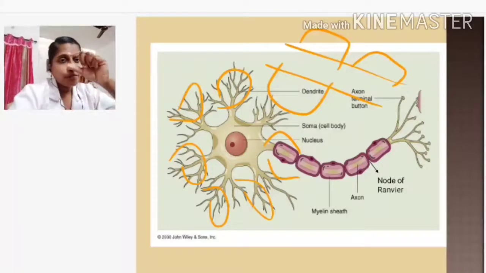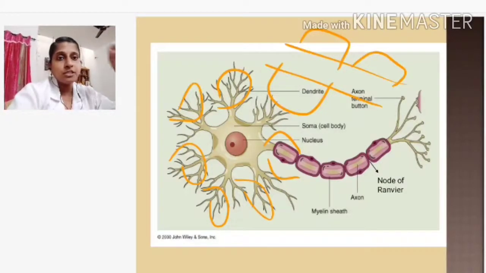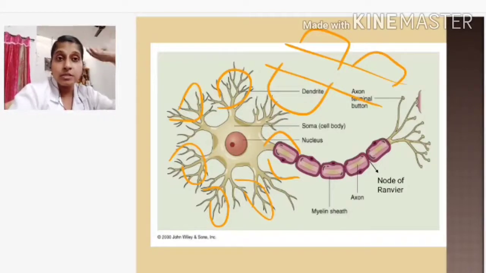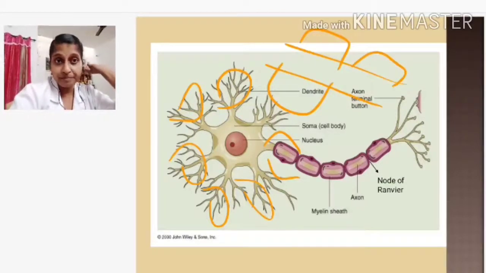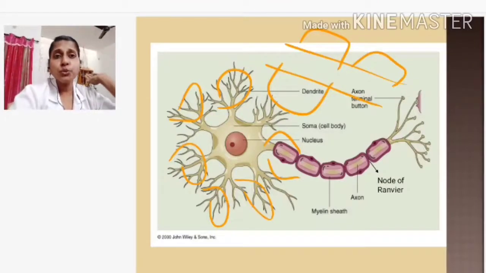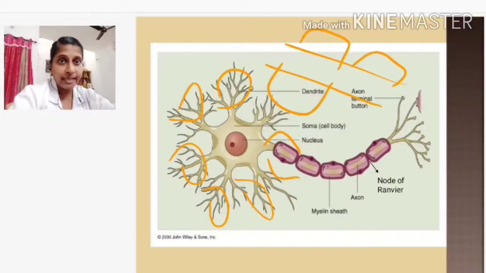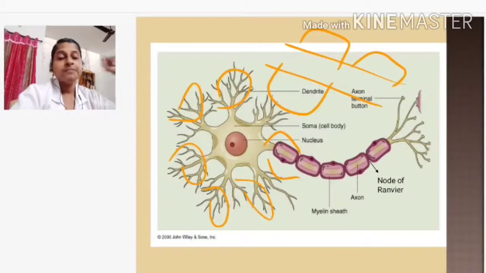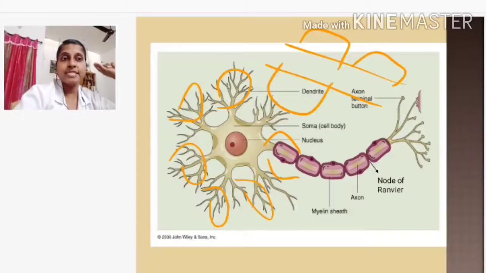When they are carrying messages, the messages from the axon should not go sidewise. If the message is transmitted sidewise, it will not go to the brain. So, in order to act as an insulator, not allowing things to move out of that area, there is a covering present. We call it the myelin sheath. So, the axon is covered by a sheath called the myelin sheath, which acts as an insulator.